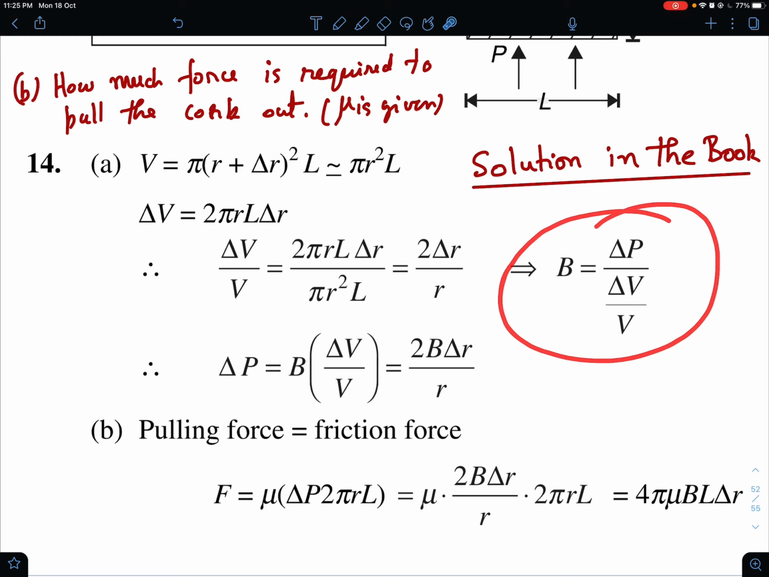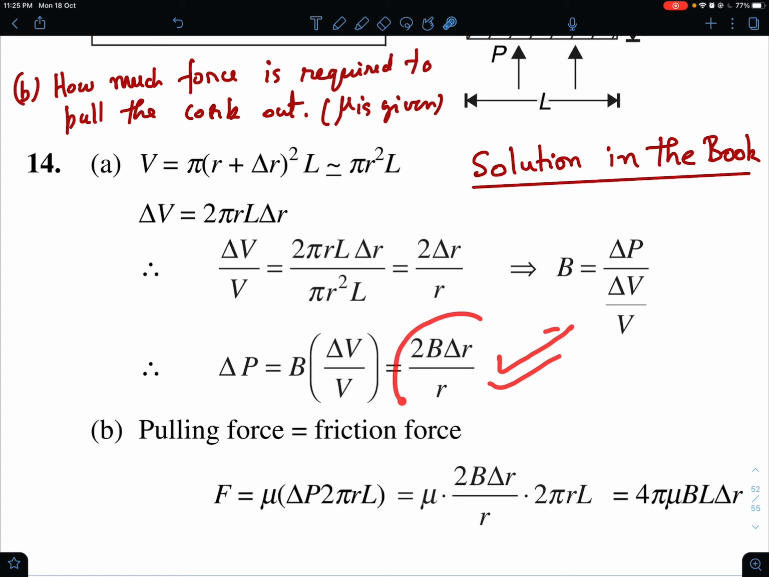Okay, and all of us know that the bulk modulus is nothing but delta P divided by the fractional change in volume. So I have the fractional change in volume and I have the bulk modulus, so I just divide the two, and then I get delta P is equal to twice B delta R by R, and this is the given answer in the book.